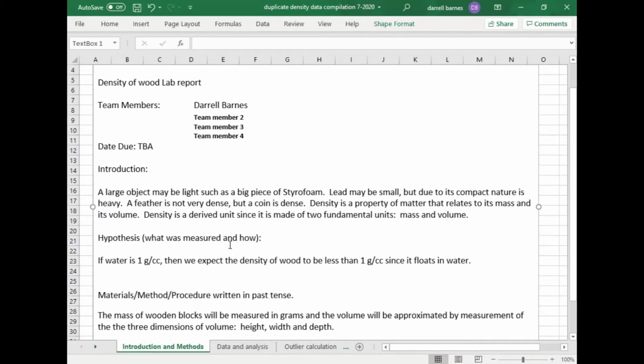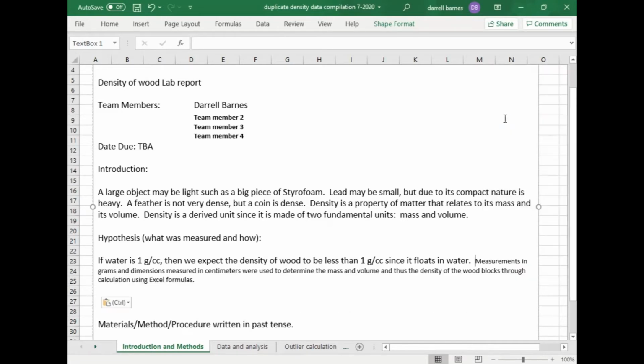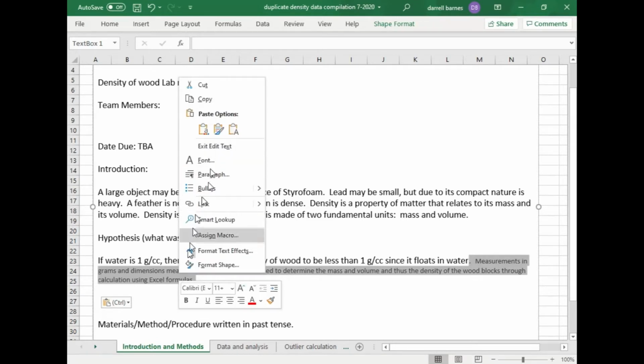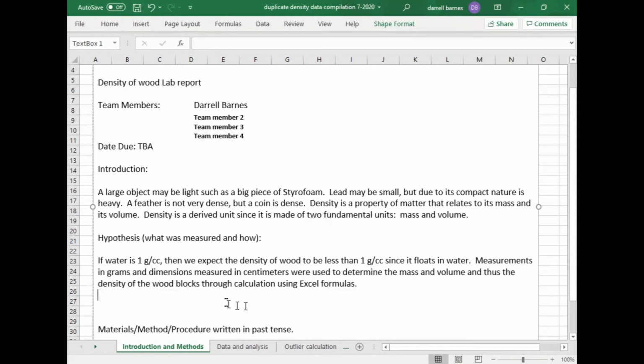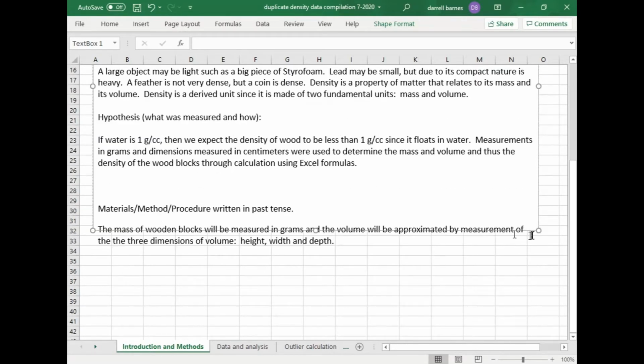Let's talk about the hypothesis. If water is 1 gram per cc, then we expect the density of wood to be less than 1 gram per cc since it floats on water. Okay, I've got an additional help right here that will describe a little bit more of what we did. All right, let's get that to 14 again. Come on, give me 14. There we go. Measurements in grams and dimensions measured in centimeters were used to determine the mass and volume and thus the density of the wood blocks through calculation using Excel formulas. Very good.